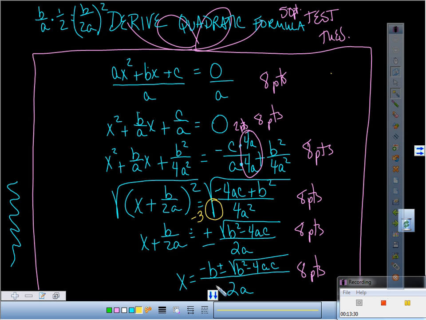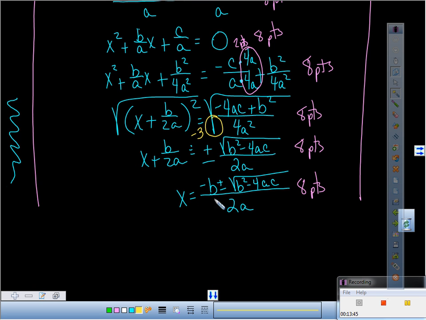If you do not extend this line all the way out, you will lose another 3 points. Those are just a couple of sloppy things that I see kids do that cost you points. Anybody got a question?